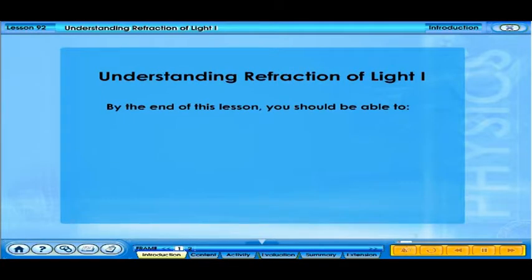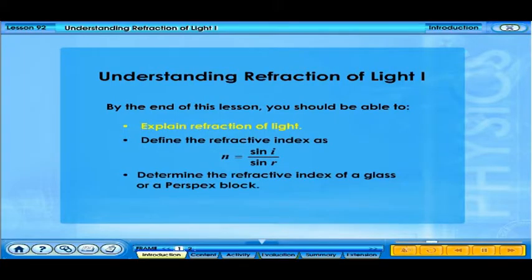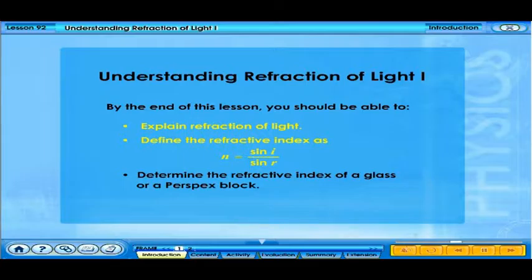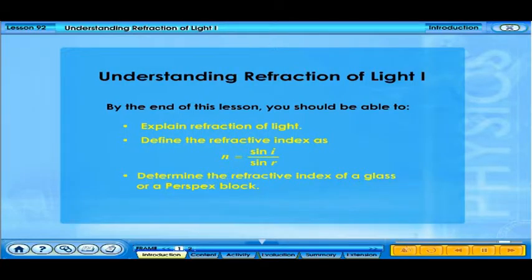By the end of this lesson, you should be able to explain refraction of light, define refractive index as n equals sin i over sin r, and determine the refractive index of a glass or perspex block.